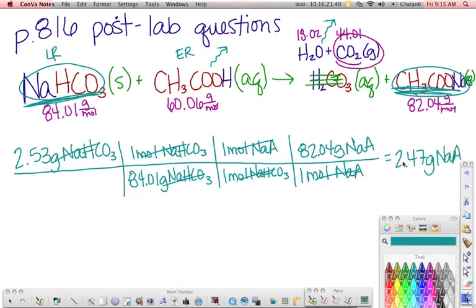So this is what I expected to get. This is my theoretical yield. And basically the theoretical yield is what you get if everything in this reaction goes exactly right. And what that means is these guys line up exactly how they're supposed to line up to react. They hit each other with the right amount of force to react. Everything goes perfect. Then that means I should be able to make 2.47 grams of sodium acetate.